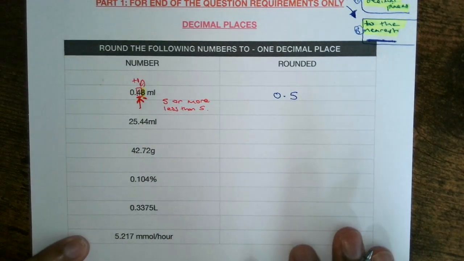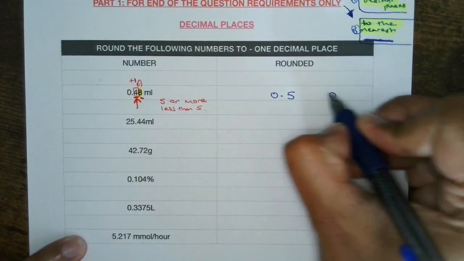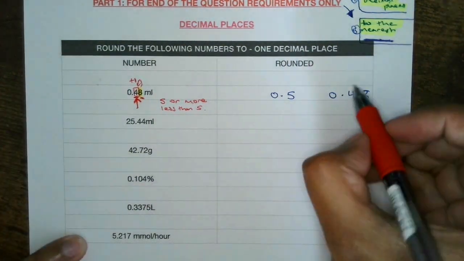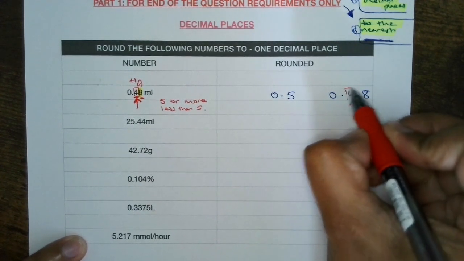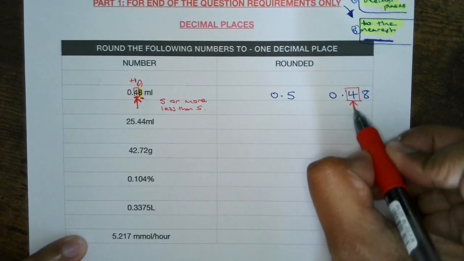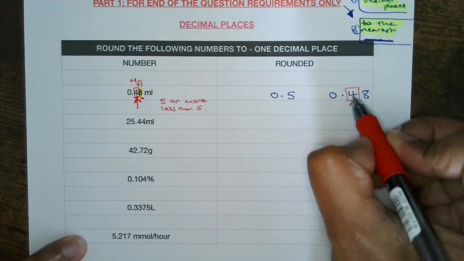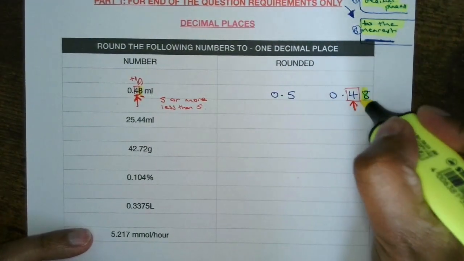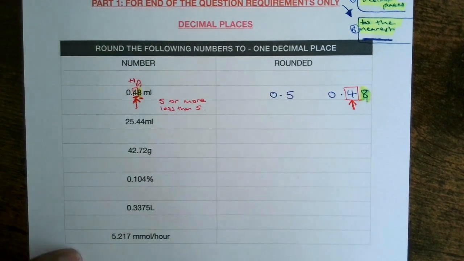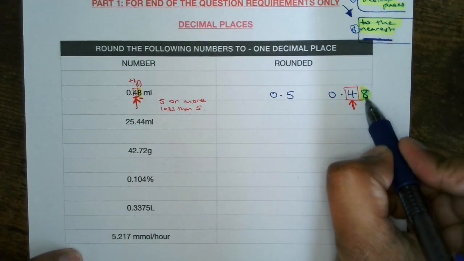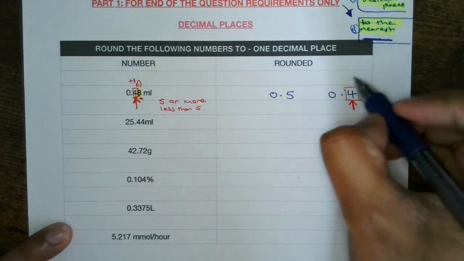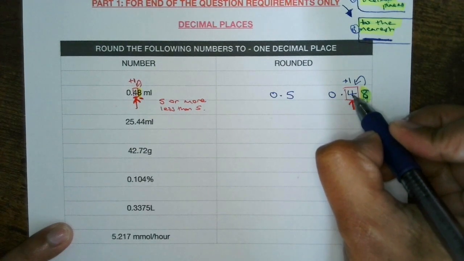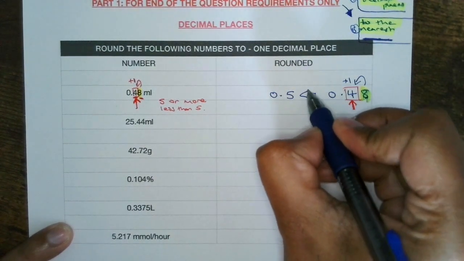So let's go over that again. Let's break it down a little bit wider. We've got 0.48. The question wants us to round to 1 decimal place, which is this number here. It's the first one after the decimal. So what do we do? We look at the number to the right of that, just the one number, and we say, is it bigger than 5 or is it smaller than 5? Well, it's bigger than 5. So what are we going to do? We're going to round up. We're going to add 1 to the 1 decimal place, and it's going to become 0.5.